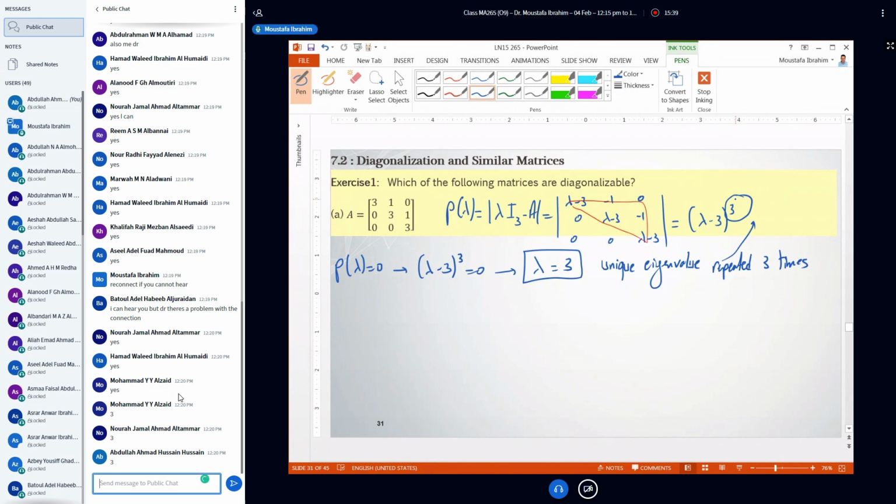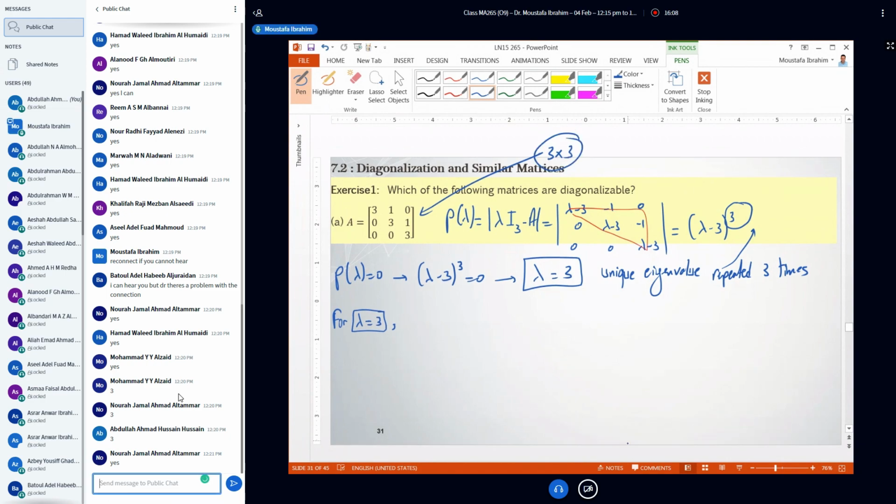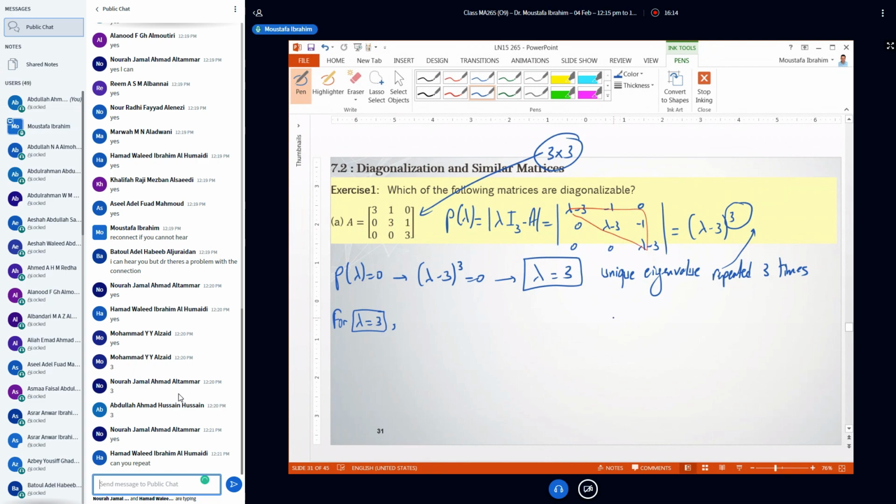So now, can we say that A is diagonalizable? We don't have 3 distinct eigenvalues, so we don't know. We have to move to eigenvectors. Let's find the eigenvectors. So for lambda equals 3, correct guys? We have to find all eigenvectors. If we have 3 eigenvectors, because here the matrix is 3 by 3, forming a basis, in this case we get a diagonalizable matrix, correct?